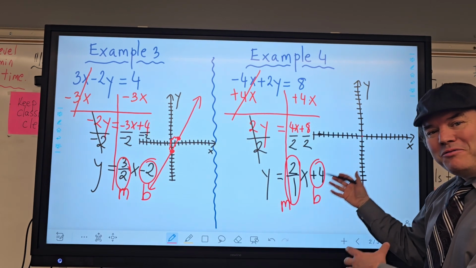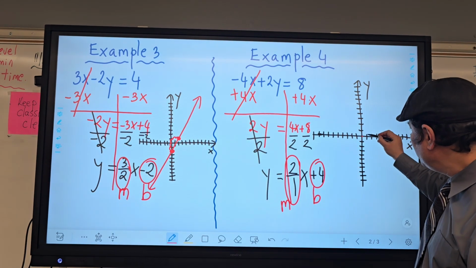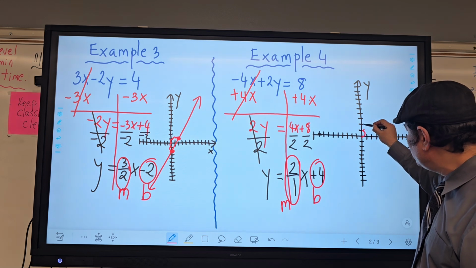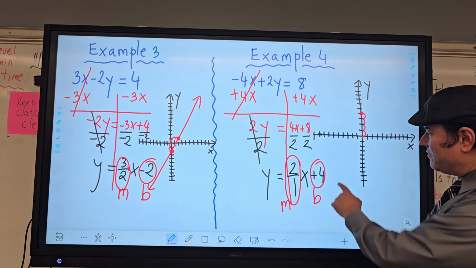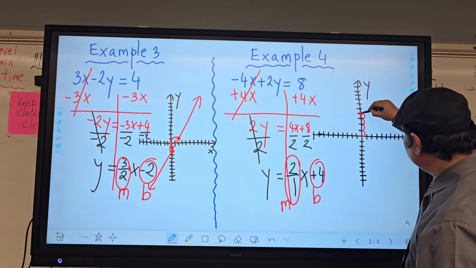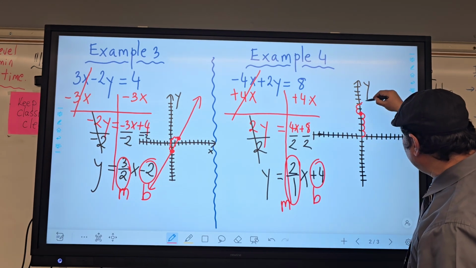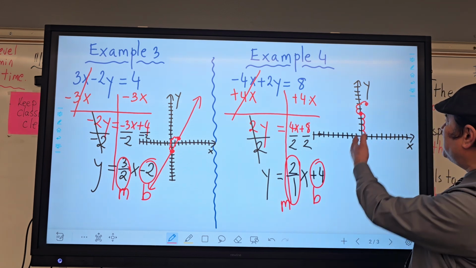Remember, we graph b first, y-intercept first, so let's go to positive 4. So we have 4 units up, 1, 2, 3, 4, and that's our first dot. And from there we go 2 units up and 1 to the right. So 1, 2, and another unit to the right. And this is our second dot, and let's connect the dots now.